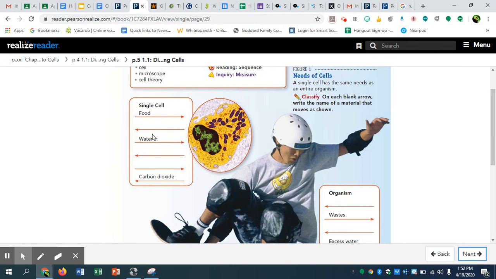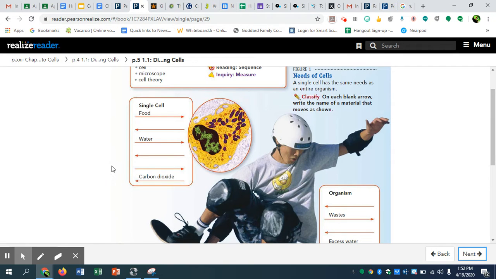So meaning that food, a single cell, see the arrows going into the cell? So a single cell needs food to survive. Now there's an arrow going out, it's blank. We don't know what it is getting rid of. See how the arrow is going away from it? That means it's getting rid of something. Water, a single cell needs water to survive. And then it gets rid of something else. And then a single cell needs something else to survive. It's blank. And then it gets rid of carbon dioxide. Okay. So basically there's 3 going in, 3 going out. We have to fill in the blanks here.